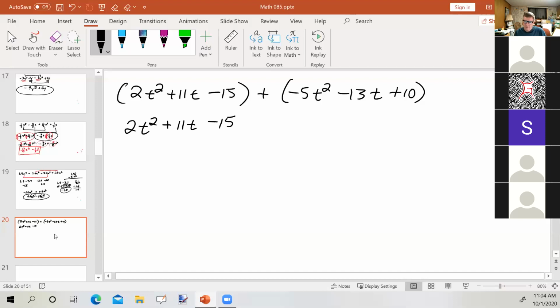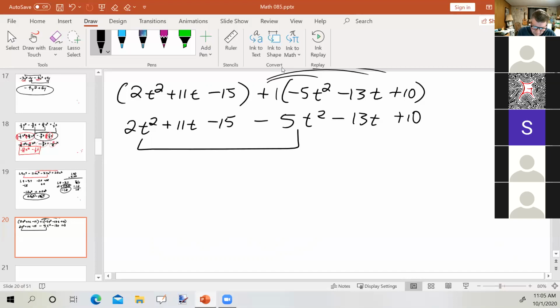Okay? Now, we're adding a second trinomial. When there's a plus sign, it's like plus 1 times that. If we distributed that plus 1 times that, we would basically get minus 5t squared minus 13t plus 10. So if there's nothing in front or a plus sign in front of a set of parentheses, basically you just bring out what's in the parentheses. Okay? Now that we've gotten rid of the parentheses, we can combine like terms. But we need to get rid of them before we combine like terms. So those go together.